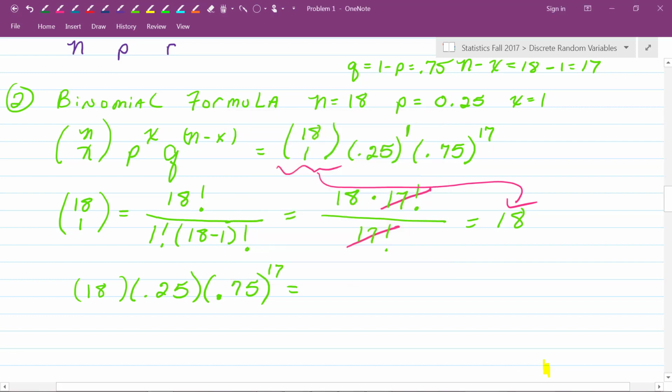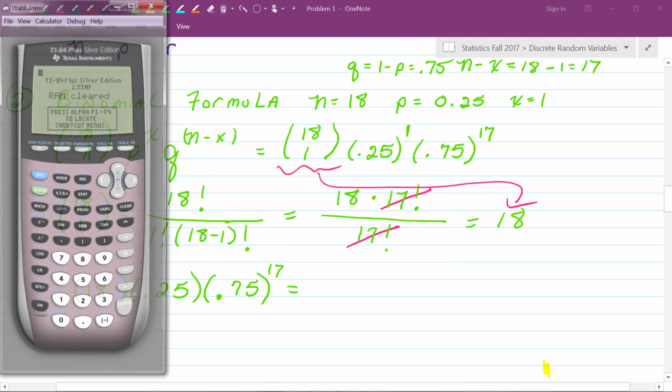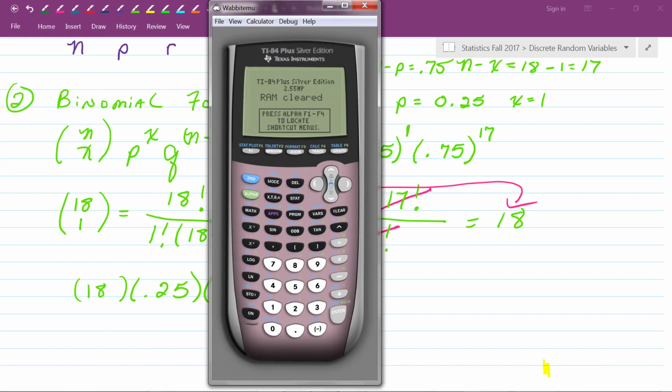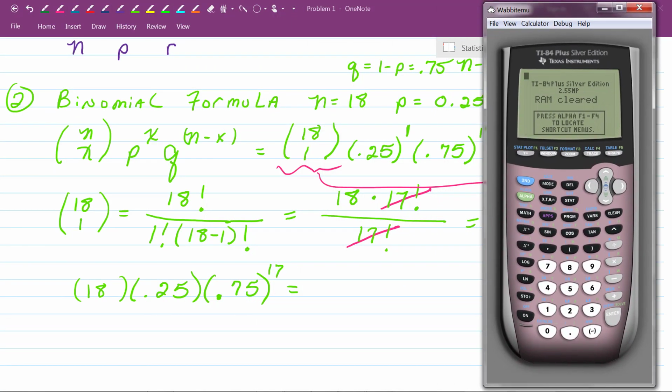So let me see here. Did I hit the wrong button? This should just, let me hit run, I guess, is what I need to do. There we go. So here is our handy dandy TI-84. And I'm going to shift my TI-84 over here so that you can see it. And I'm going to clear my screen out.